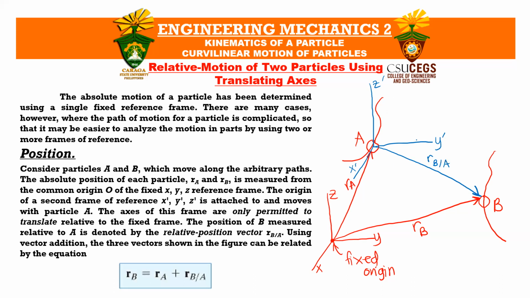Using vector addition, and as you can see in the figure, what we have is a triangle. As you remember in statics, the three vectors shown here can be related by the equation r of B is equal to r of A plus r of B relative to A. This equation is based on the definition of vector addition. From this equation, we can also define the velocity and the acceleration.